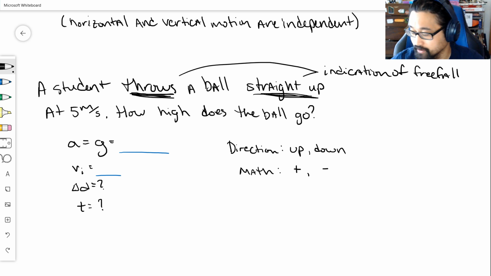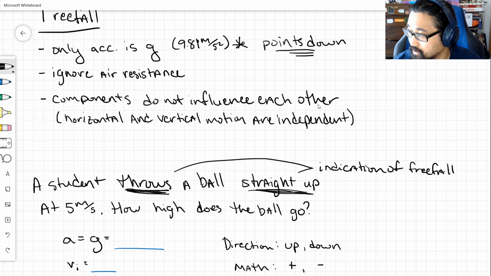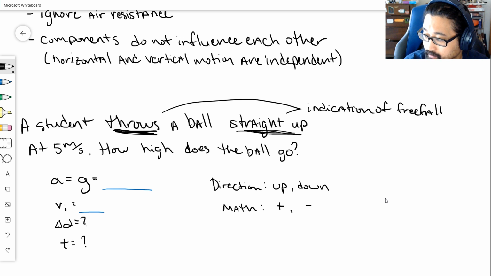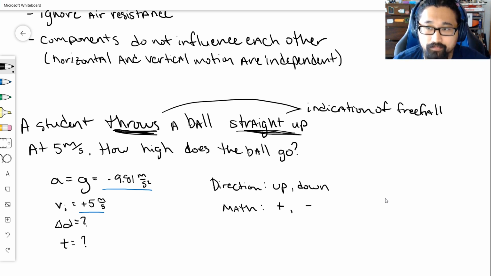The acceleration due to gravity, I said just a few moments ago, points down, which means that the acceleration due to gravity for this question is going to be negative 9.81 meters per second squared, and the initial velocity is going to be plus 5 meters per second. That's actually important. Now, this object is in free fall. This ball that we've thrown straight up is going to travel upwards at 5 meters per second initially, and it's going to slow down and slow down, and eventually it's going to come back down.